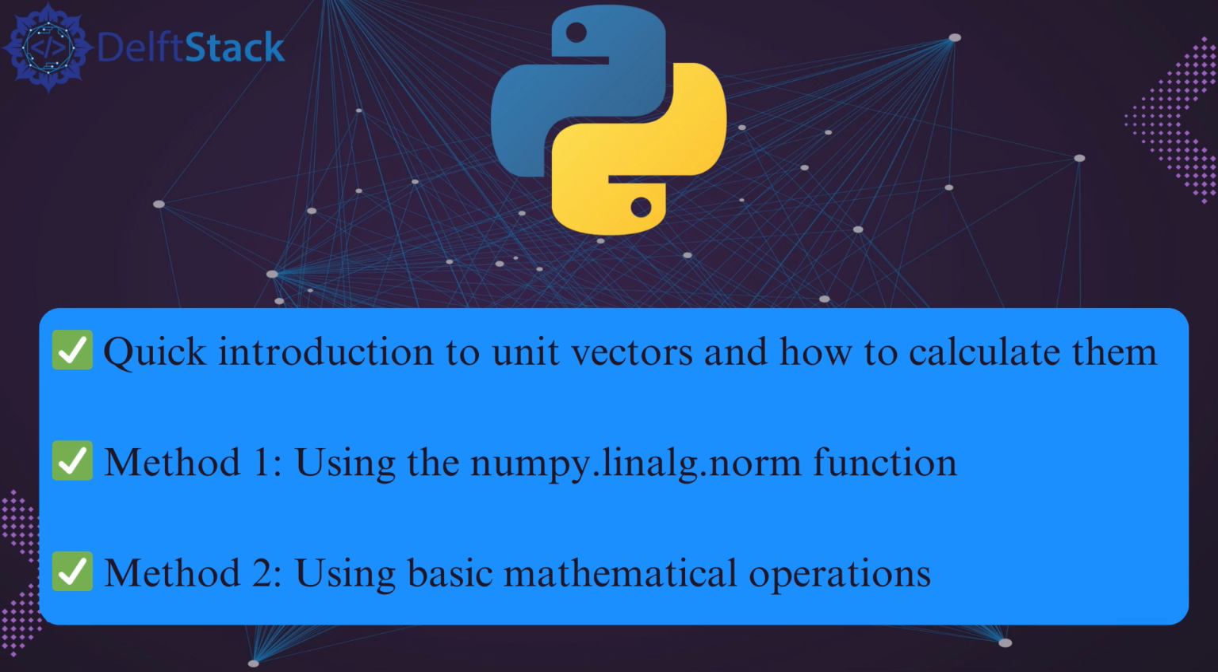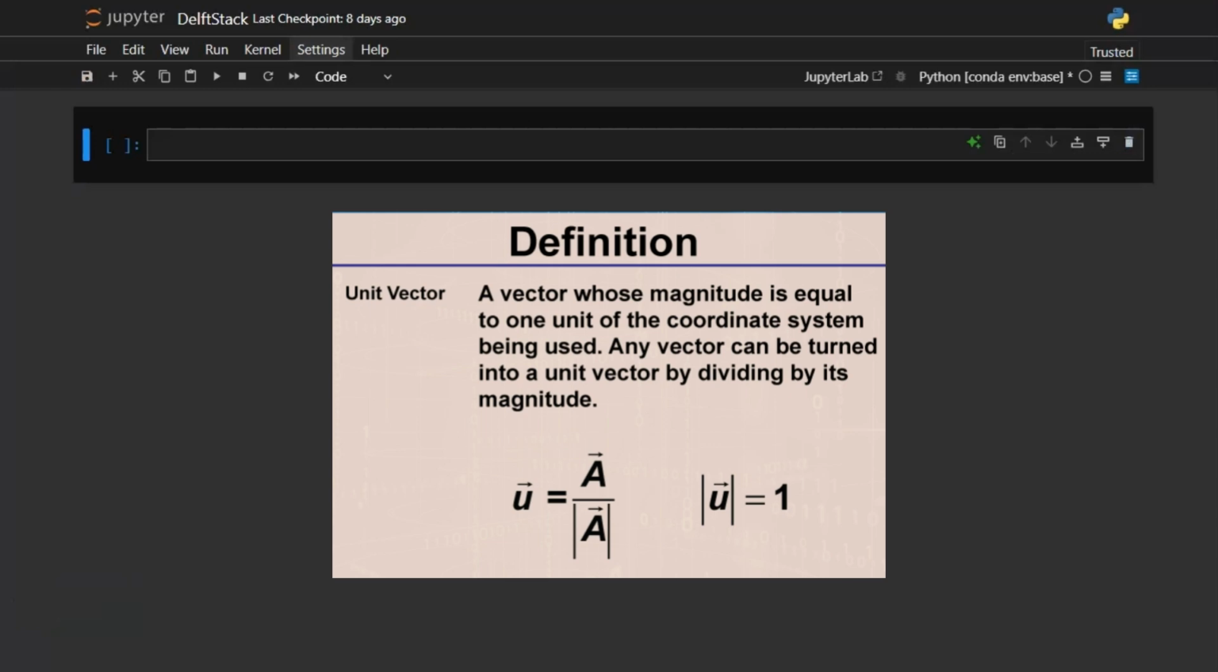Let's dive in. Unit vectors are fundamental in linear algebra and have numerous applications in various fields, including physics, engineering, and computer science. They provide a convenient way to represent directions and are often used in calculations involving vector normalization, projections, and determining angles between vectors. A unit vector is a vector with a magnitude of 1. It is often used to represent direction.